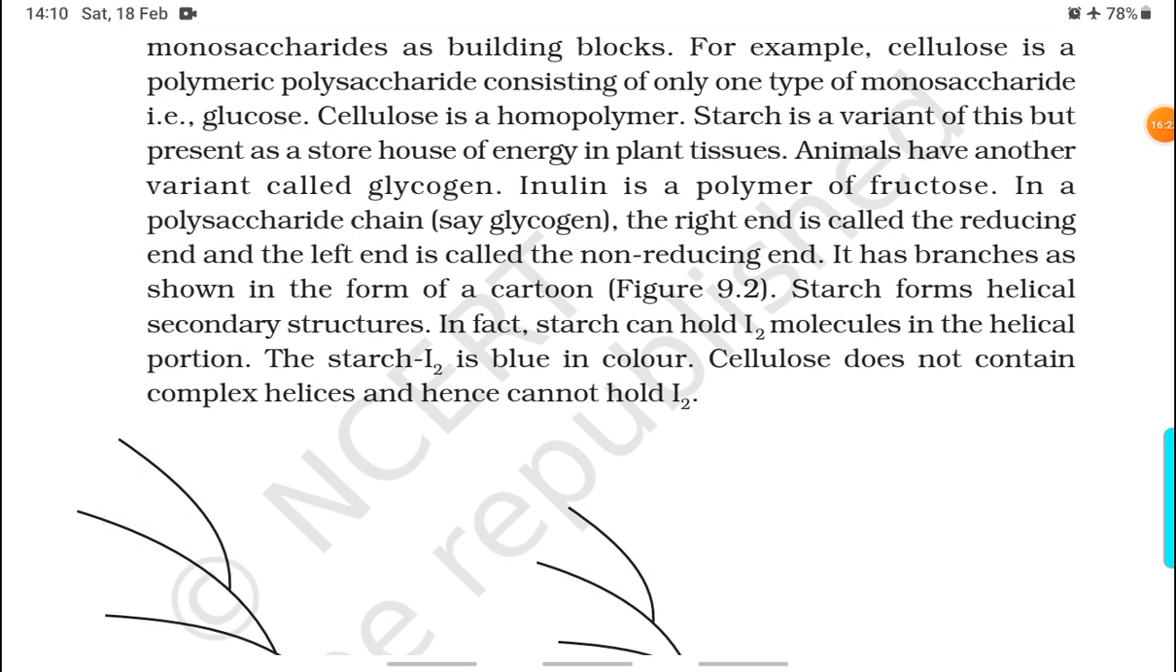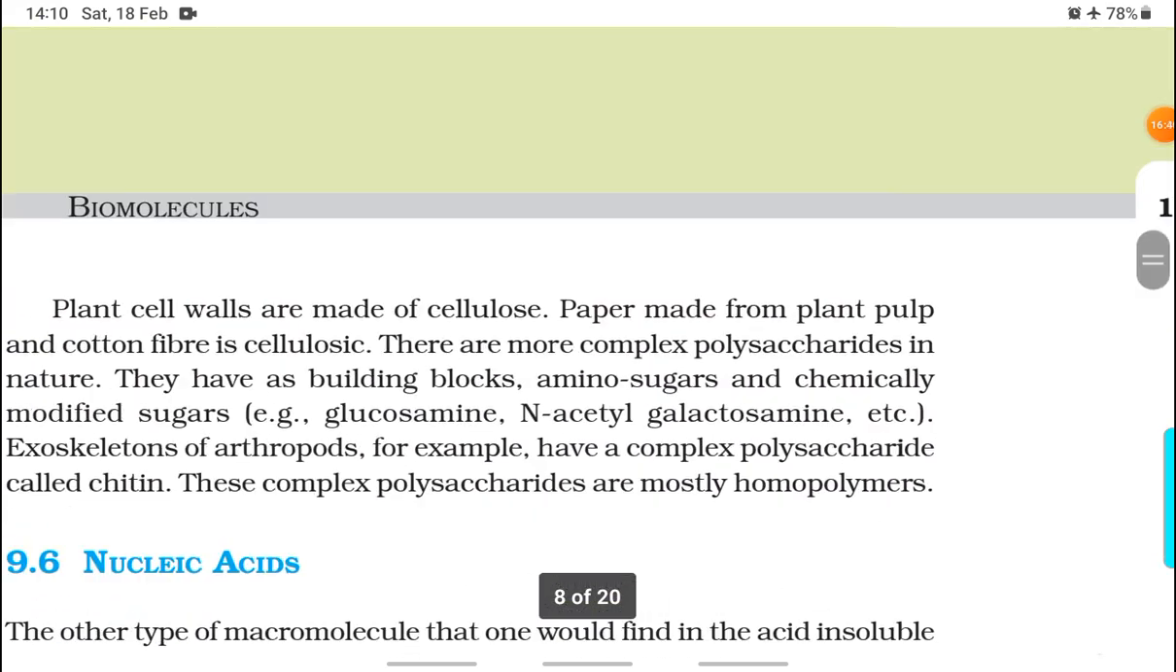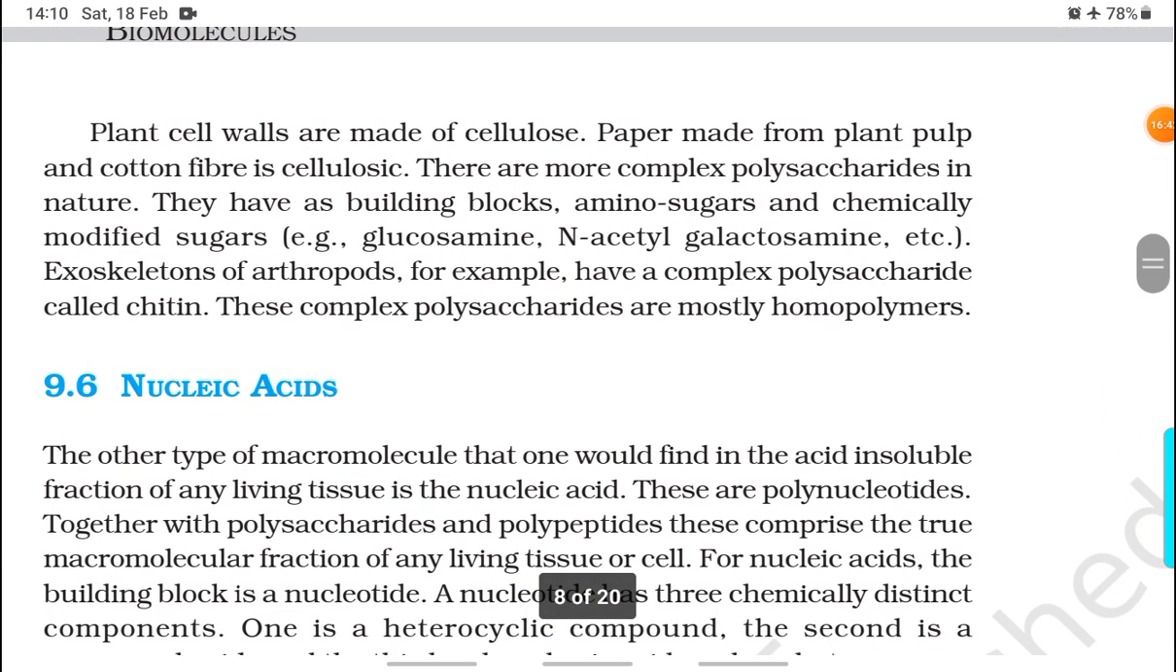Starch forms helical secondary structures. In fact, starch can hold iodine molecules in the helical portion. The starch-iodine test gives a blue color. Cellulose does not contain complex helices and hence cannot hold iodine. Plant cell walls are made up of cellulose. Paper made from plant pulp and cotton fiber is cellulosic.